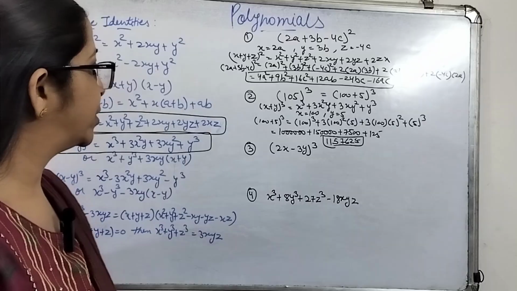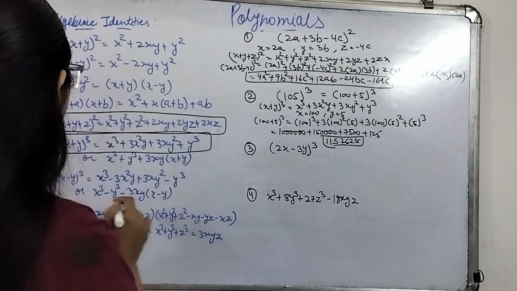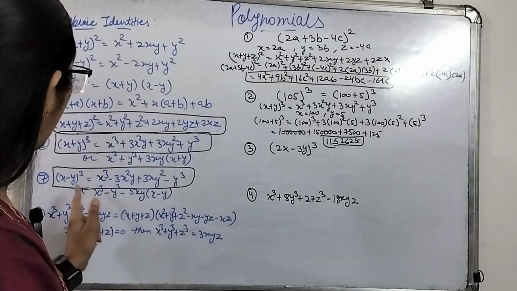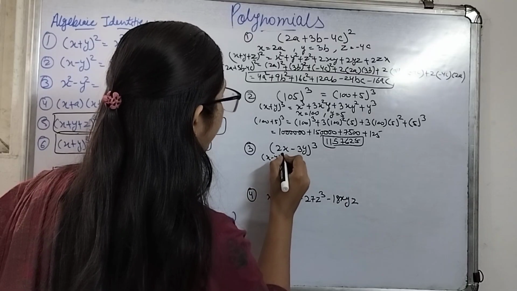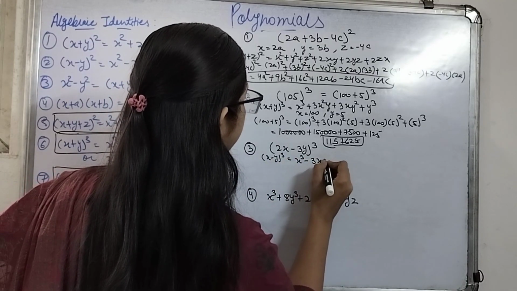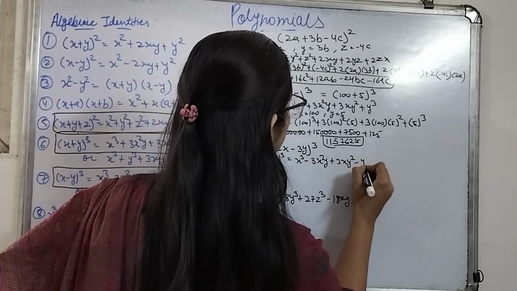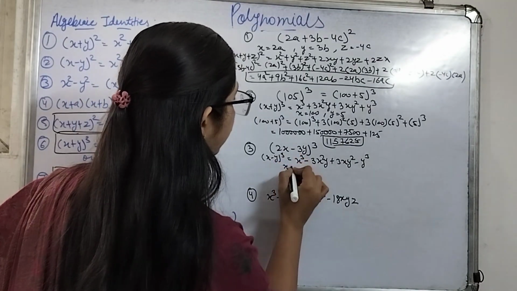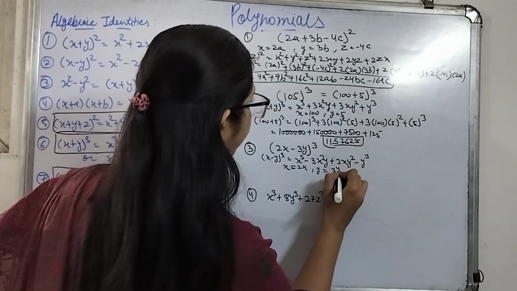Now let's see the third question: 2x minus 3y whole cube. We can compare this with x minus y whole cube. Over here, first of all, we will write the identity. x minus y whole cube is x cube minus 3x square y plus 3xy square minus y cube. This is the identity. Here we will replace x by 2x and y by 3y.